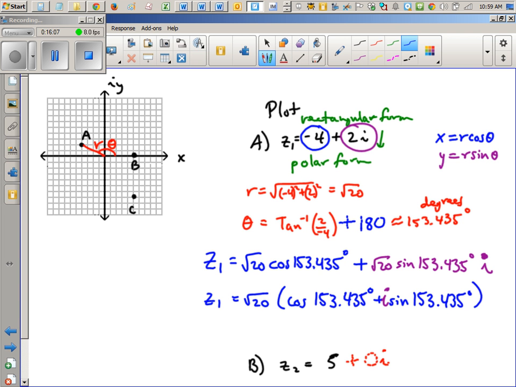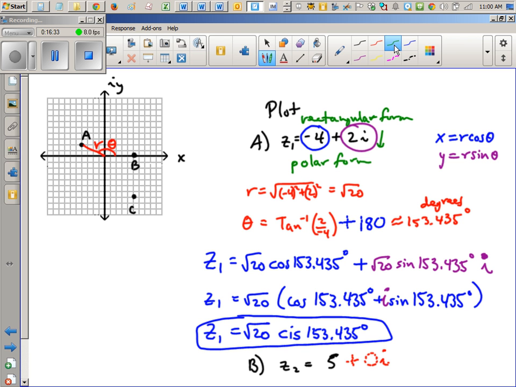A couple more traditions. Some people get so lazy they don't want to write cosine 153.435 plus i sine 153.435. So they've abbreviated it to write it this way. Root 20 cis 153.435. This is the number in polar form. This is the polar form of z1 equals negative 4 plus 2i.